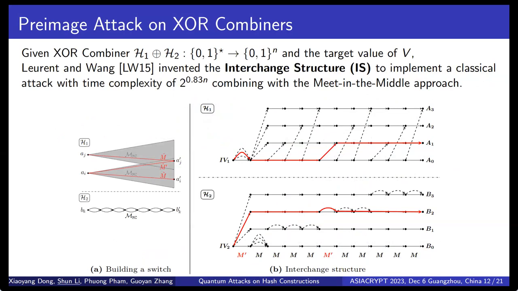The second attack is the pre-image attack on the XOR combiner. Given the XOR combiner H1, H2, and the target value E, Leurent and Wang invented the interchange structure for a classical attack with time complexity of 2^(0.83N), combining a meet-in-the-middle approach using the interchange structure and a bit in the middle.